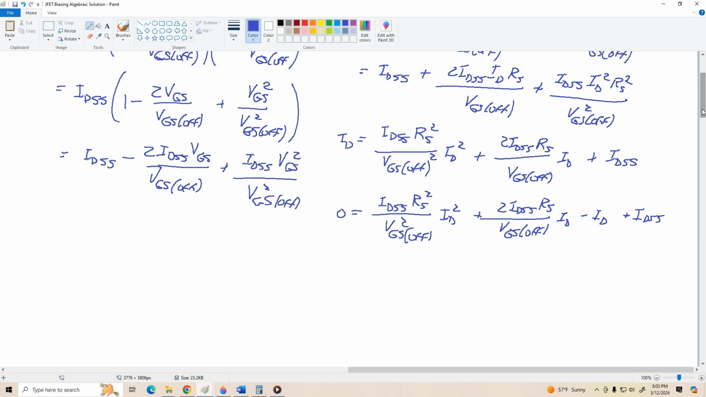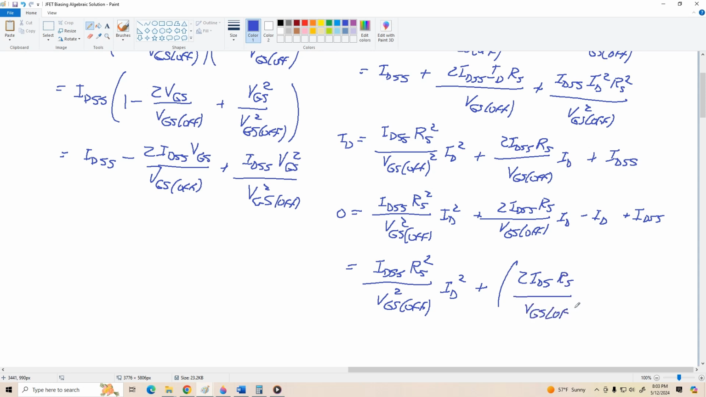I hope, anyway. All right, so what I'm going to do in the next step is factor I sub d out of these two terms. And that gives me IDSS times RS squared over VGS off squared times I sub d squared plus 2 IDSS times RS divided by VGS off minus 1, the quantity, times I sub d plus I sub DSS.